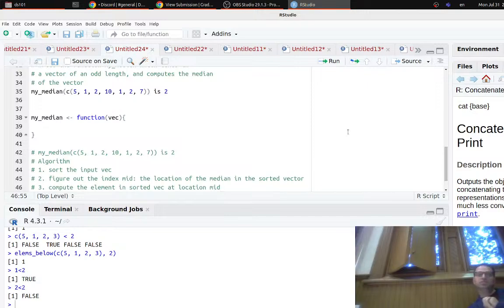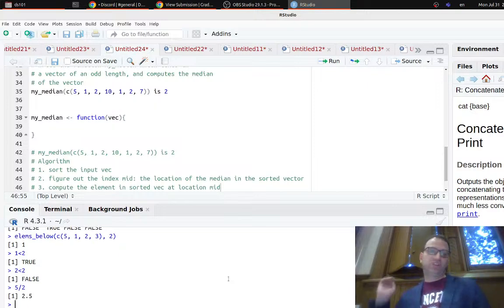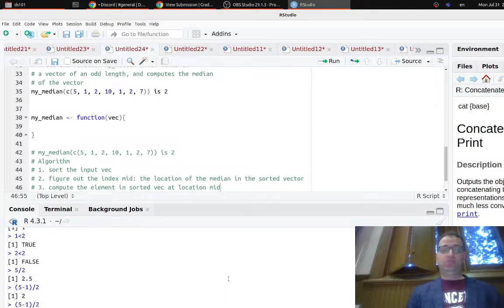Professor, when we divide the length by 2, does Java round up or round down? It does neither. It actually gives you the exact answer, which is, for example, 2.5. Now, of course, if you want the 2, you can always do 5 minus 1 over 2, and you'll get the 2. If you want the 3, that would be 5 plus 1. All right, thank you. Yeah.